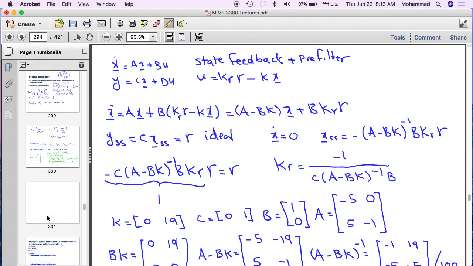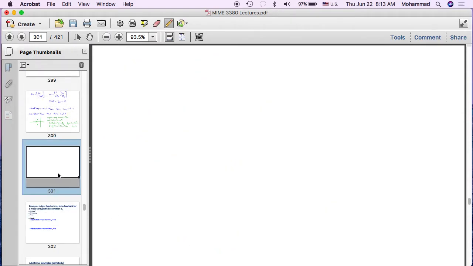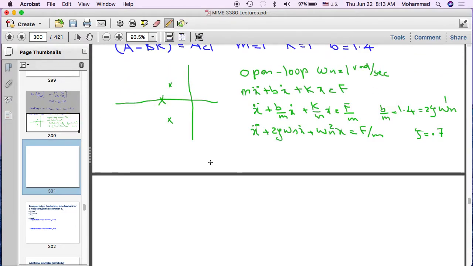So we solved part of the problem. We figured out part of the puzzle. But how do we find K? We need K in order to calculate the pre-filter. Would it be finding the closed loop and then looking at those eigenvalues?